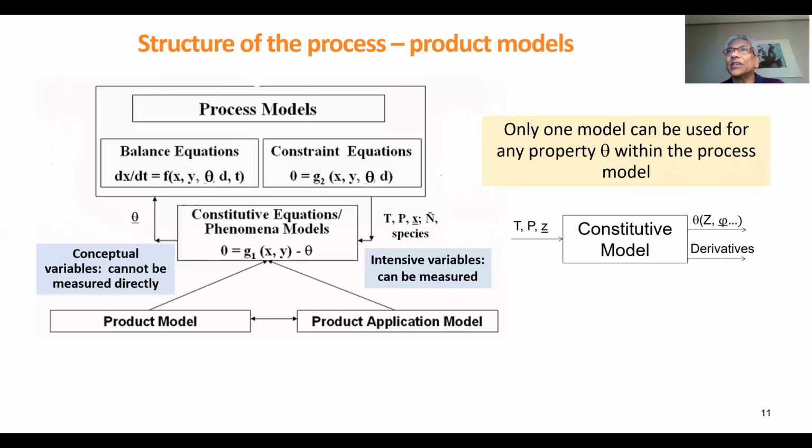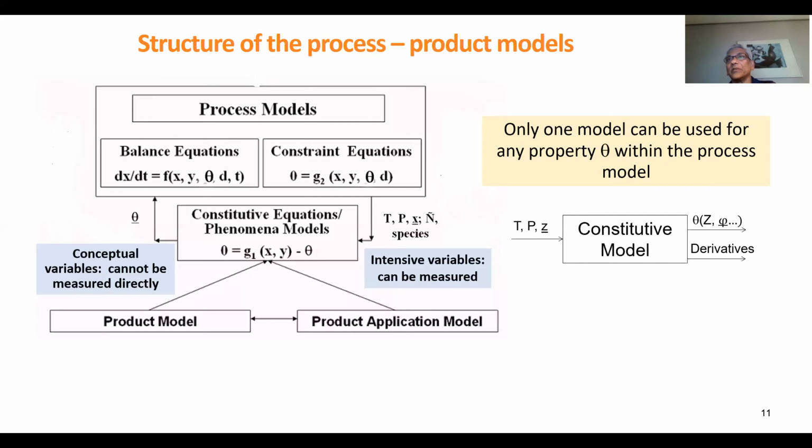Another thing to note is that for the theta that we need, we can provide either measured data or a model. And if we provide a model or data in the simulator, when we want to solve the balance equation or constraint equation, we can use only one value. That means only one property model can give us the value of the theta we need. We cannot use more than one theta value for the same property.